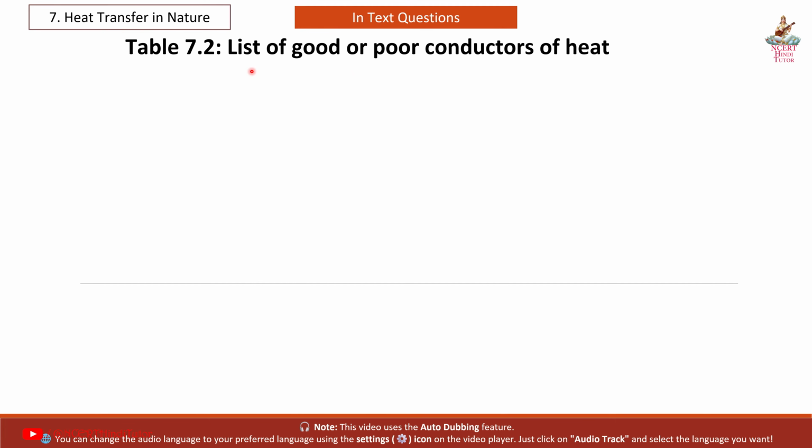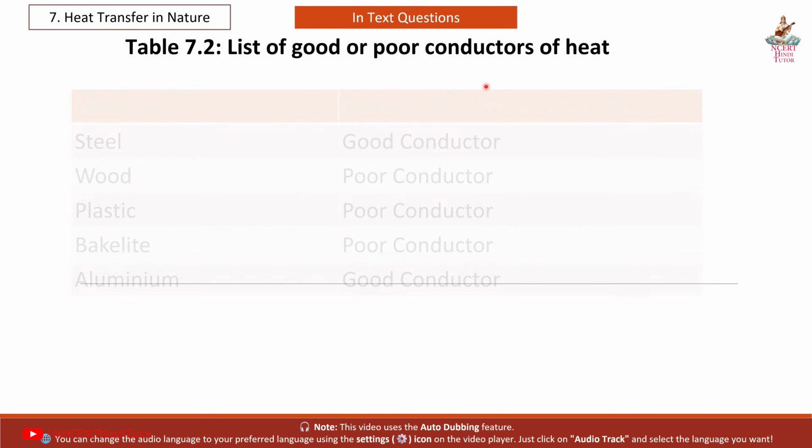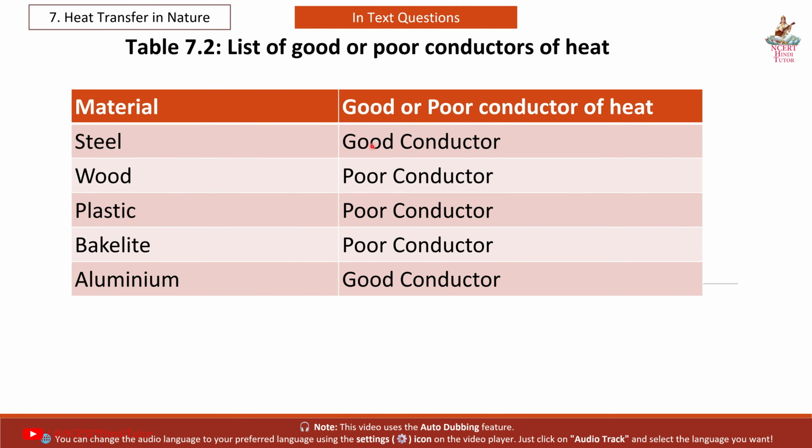Table 7.2: List of good or poor conductors of heat. Material: steel, good conductor; wood, poor conductor; plastic, poor conductor; bakelite, poor conductor; aluminium, good conductor.